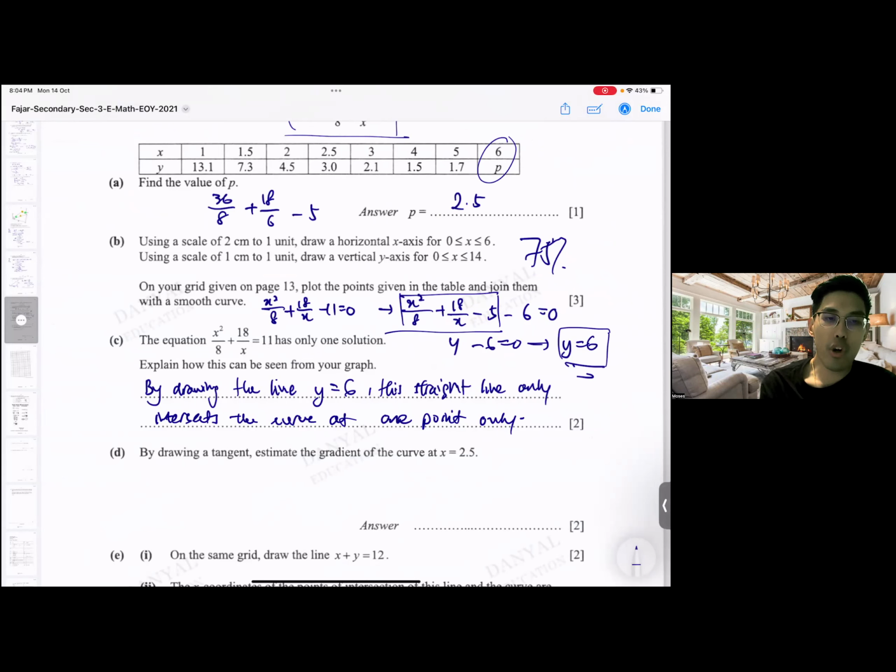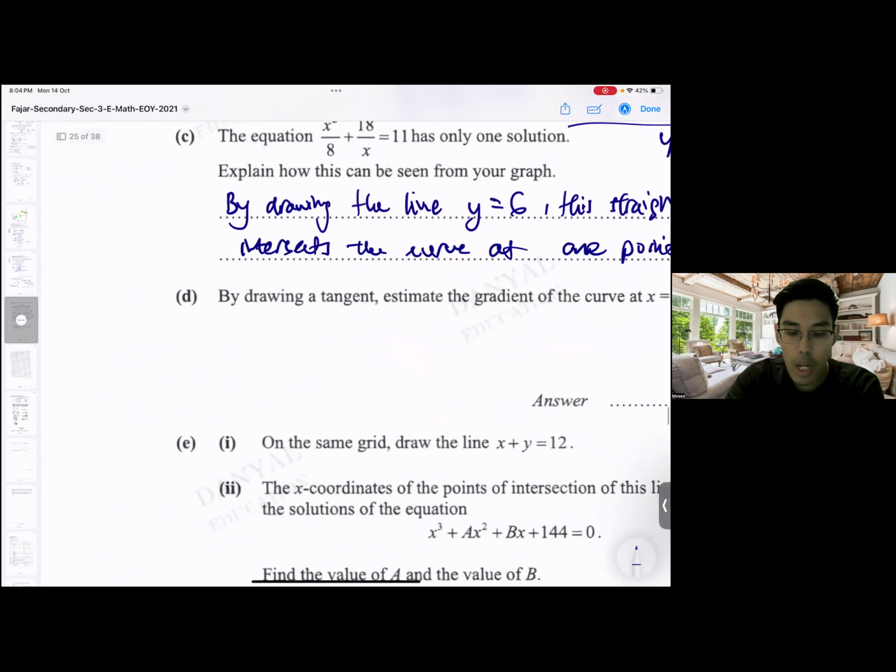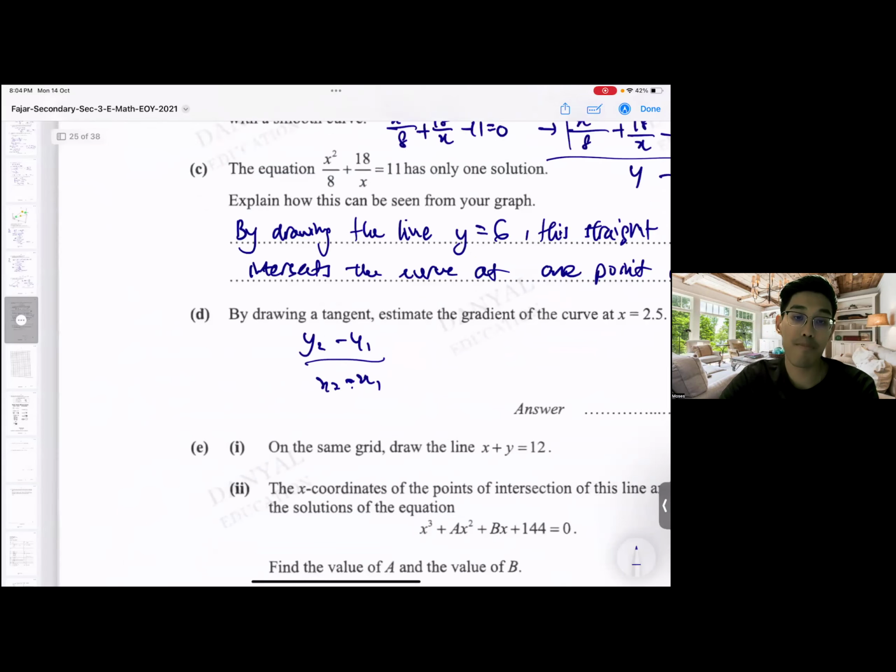Okay, next. By drawing a tangent, estimate the gradient of the curve at x equals 2.5. That means after you draw the U shape already, you find where x is 2.5, you put your ruler against the curve and draw an approximate tangent. Then you manually do your y2 minus y1 over x2 minus x1 from there to find the gradient.